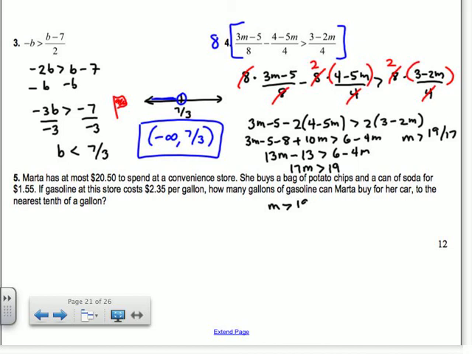So I'm going to write it here. In interval notation, that means that you have 19 over 17. You have everything greater than it, so everything on the right of it. So like that. So it's parentheses 19 over 17, comma, infinity. And that's your answer.